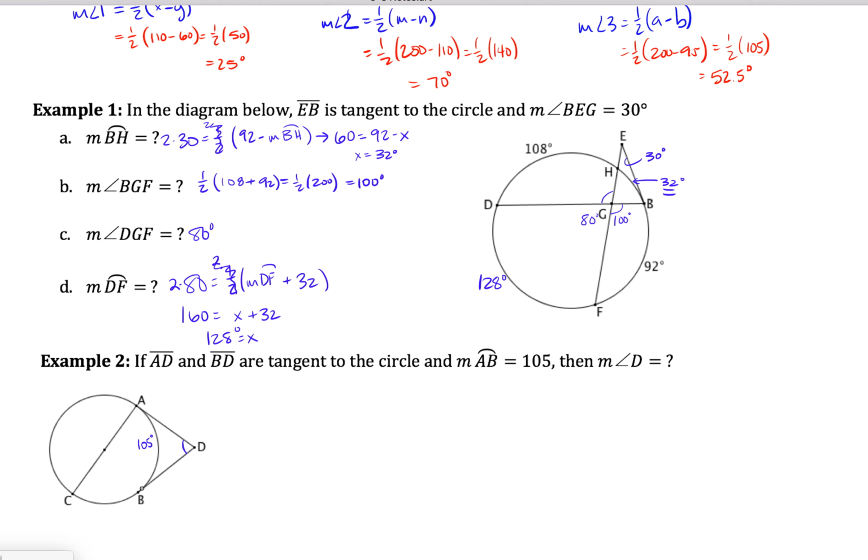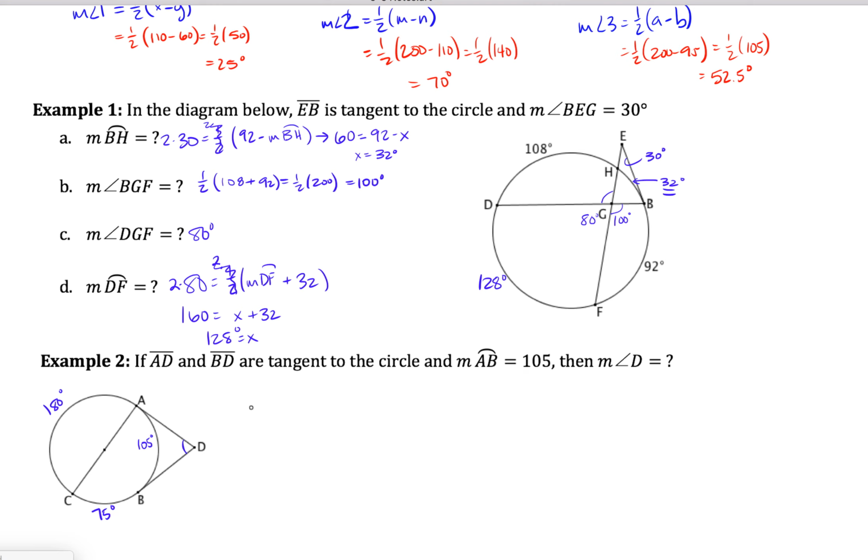Well, do we know what that arc's measure is? We kind of can figure it out, right? Because if this is a diameter going through the center of the circle, then arc AC would be 180 degrees. But so would arc ABC right here. That would also be 180, but 105 of those degrees is used up for this arc, so that would mean that there's 75 degrees left for arc BC.